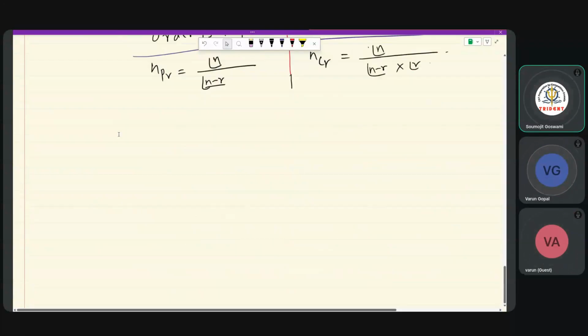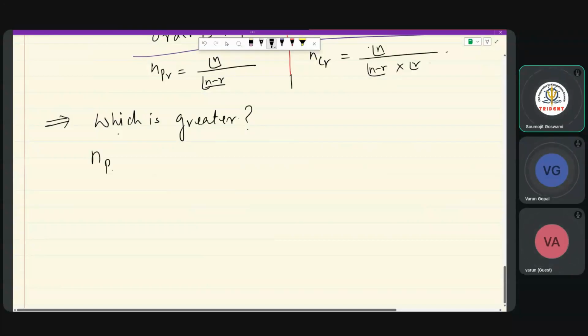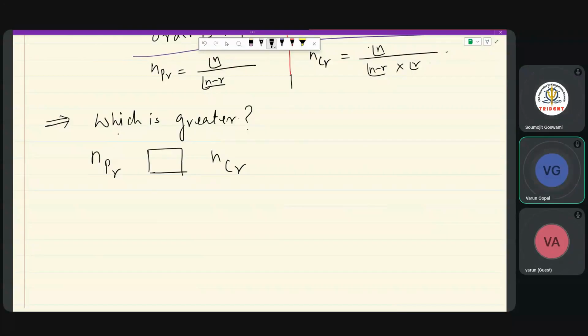Chalo, I have a question. I am giving you 2 minutes. Which is greater, NPR or NCR? You know this is not a greater than, smaller than sign that you'll have to make. Which one is greater? NPR or NCR?